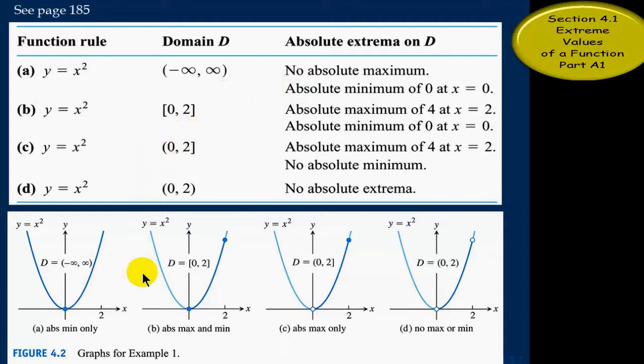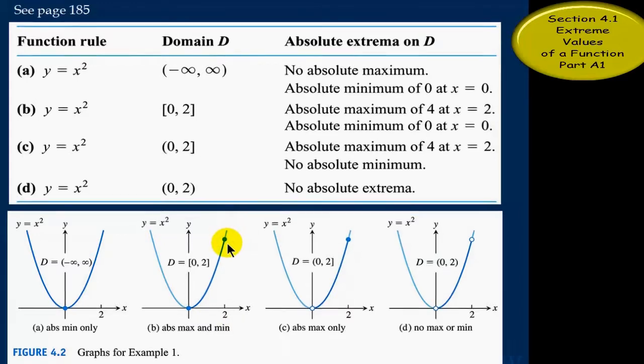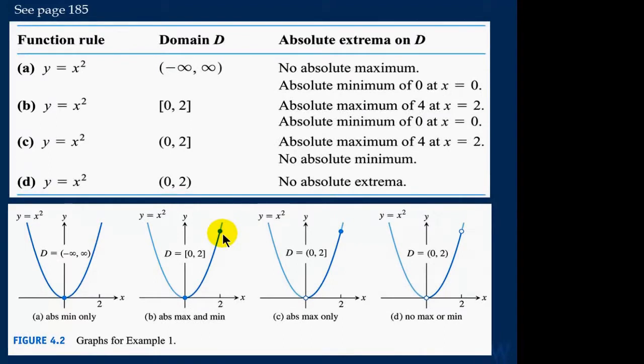Okay, letter B. Now in letter B, we can find the domain to be from 0 to 2. And from 0 to 2, it occurs at x equal to 0 as the absolute minimum. And when x is equal to 2, then y attains its absolute maximum at the value y equal to x squared, which is 4, because when x is 2, of course, y will be 4.